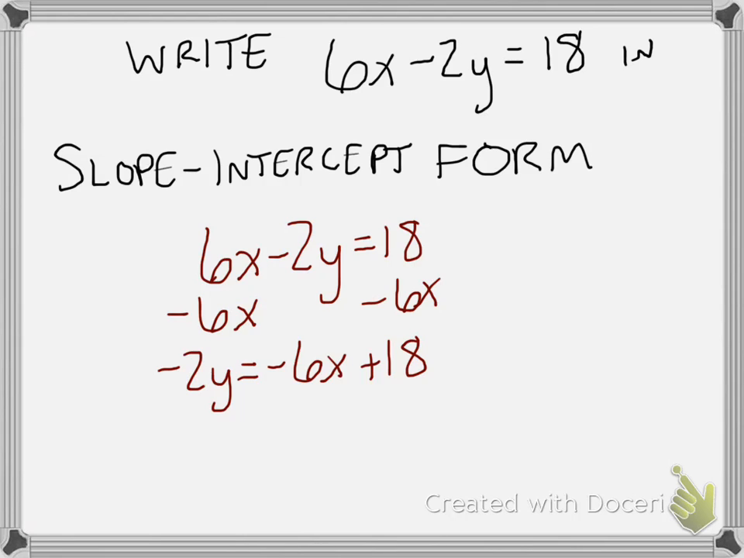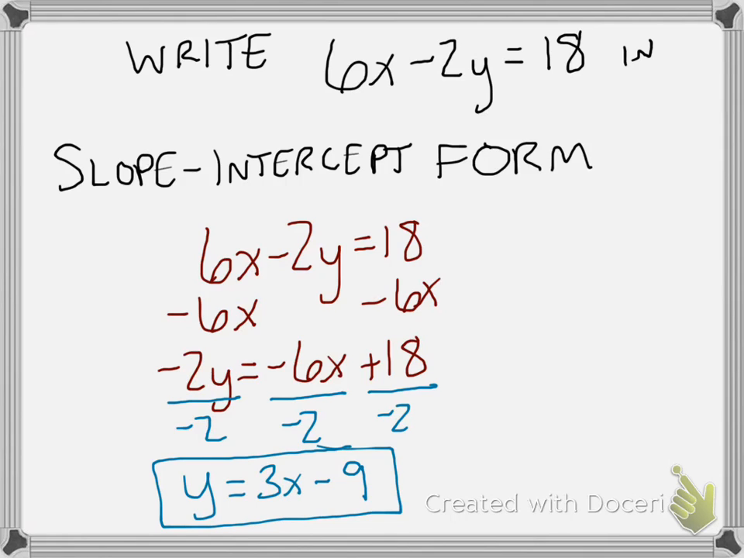Now, I am multiplying y by negative 2, so to undo that, we're going to divide every term by negative 2, and we see our slope-intercept form of this equation is y equals 3x minus 9. That's our slope-intercept form.